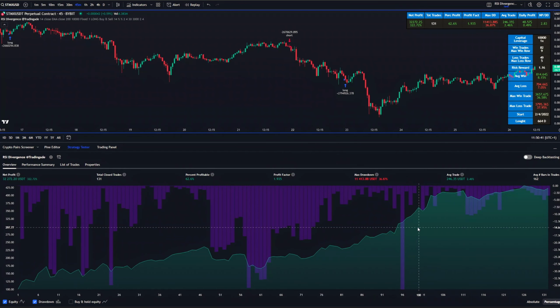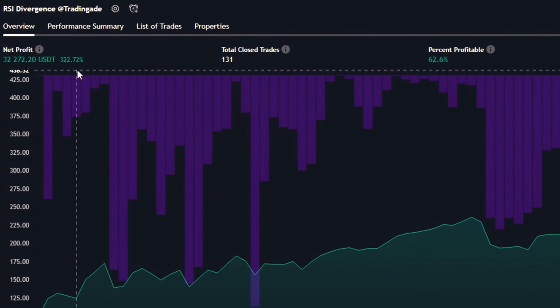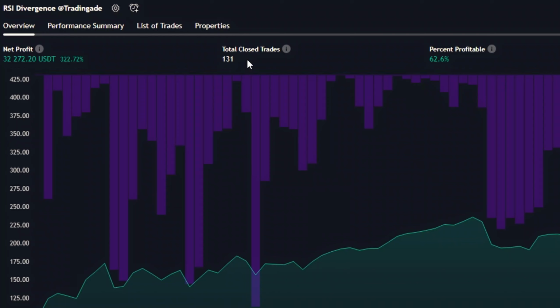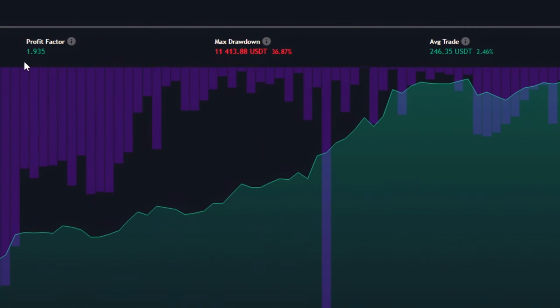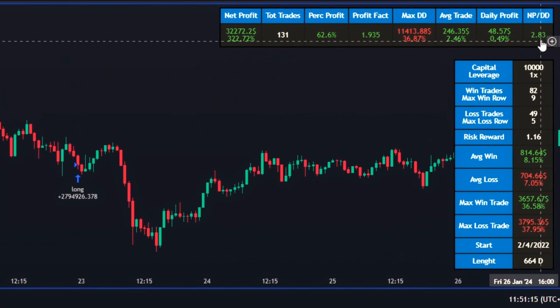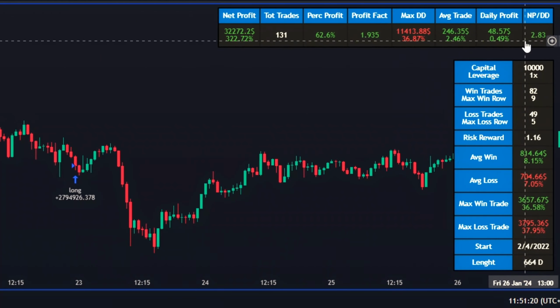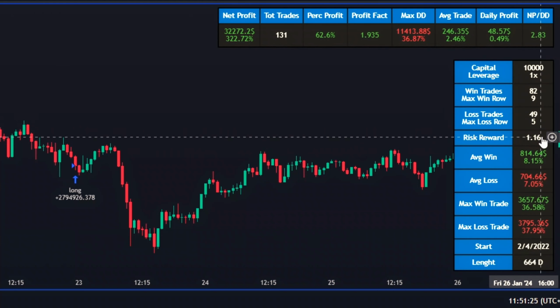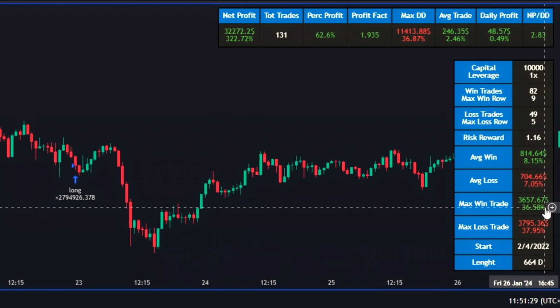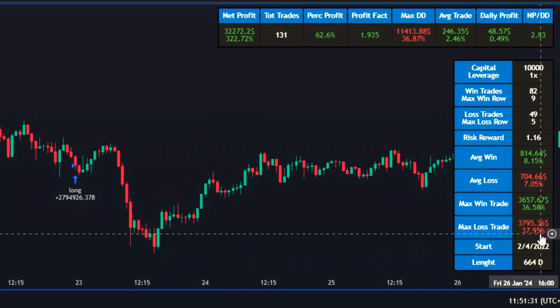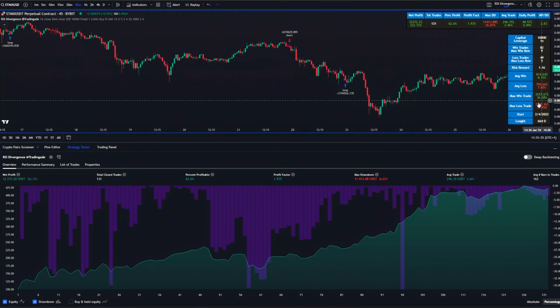As you can see, guys, we have a pretty good equity: 322% net profit, 131 total trades, 62.6% win rate, 1.93 profit factor, 36% max drawdown, 2.46% average trade. Net profit / drawdown 2.83, which is not so amazing. Risk reward 1.60, max win trade 36%, max loss trade 37.9%. As I was saying before, you can have larger profits but even larger losses. You gotta be careful with this kind of settings.